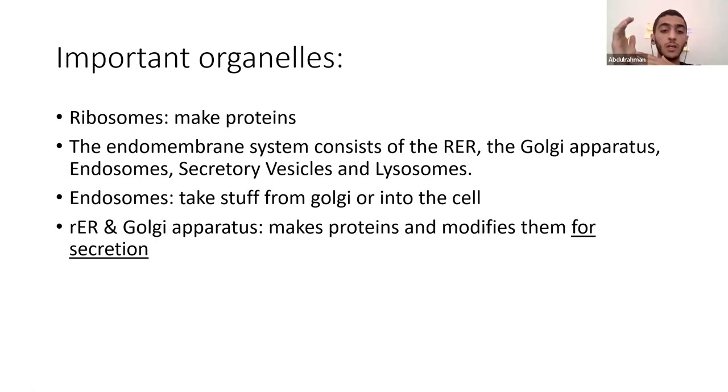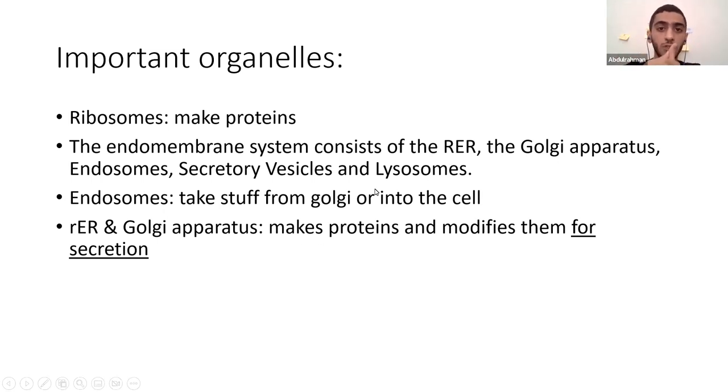Another thing for the endomembrane system: it doesn't only regulate stuff that is going from the cell to the outside environment, it also helps regulate the stuff that is going from outside into the cell, by the lysosomes. So what are the organelles that are associated with the endomembrane system? The rough endoplasmic reticulum, the Golgi, the endosomes, the secretory vesicles, and for the stuff going into the cell, the lysosomes, as well as the endosomes together.